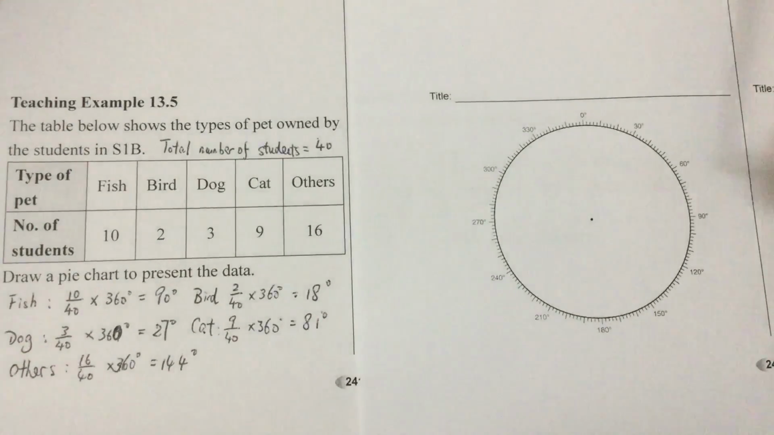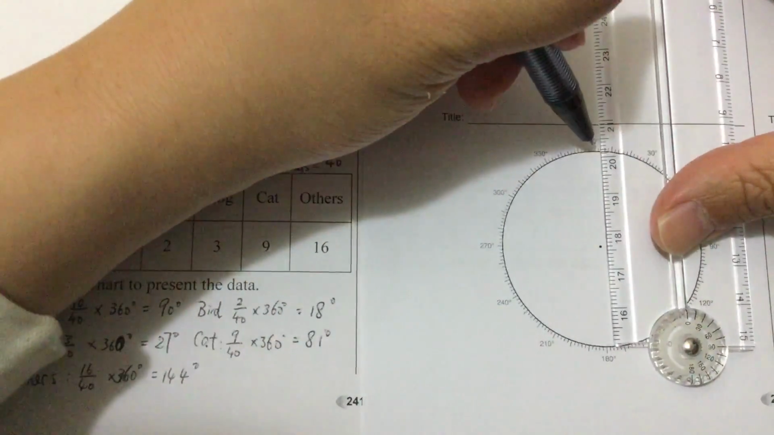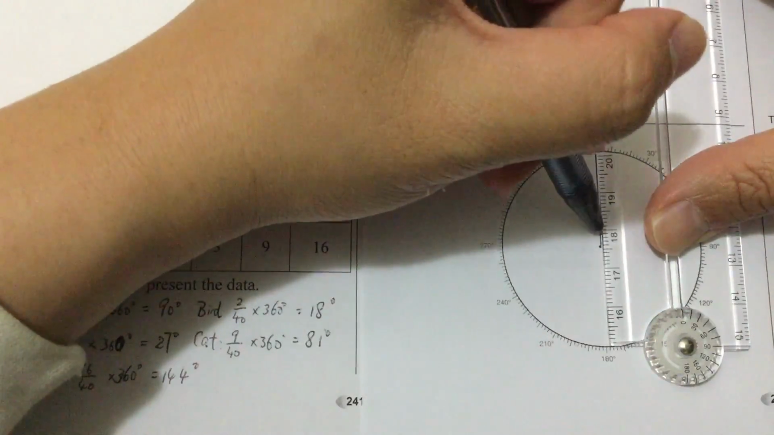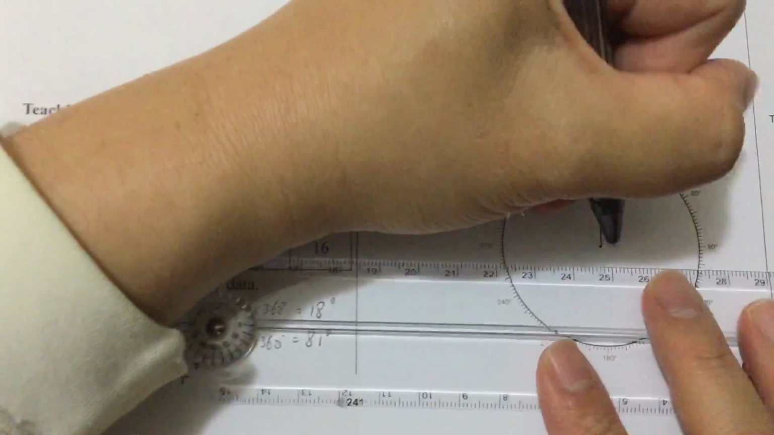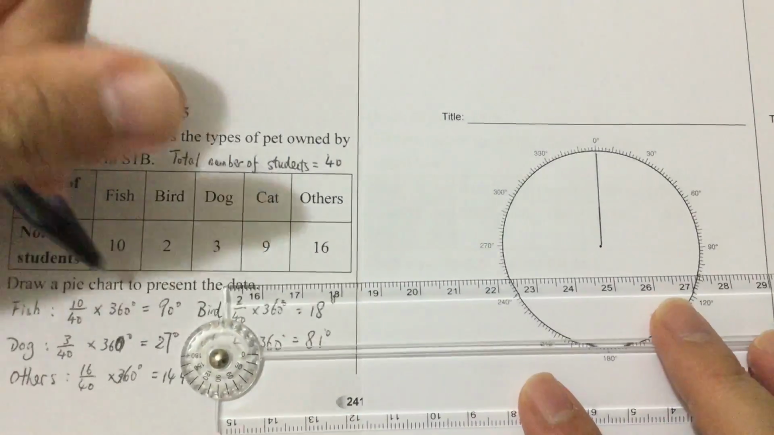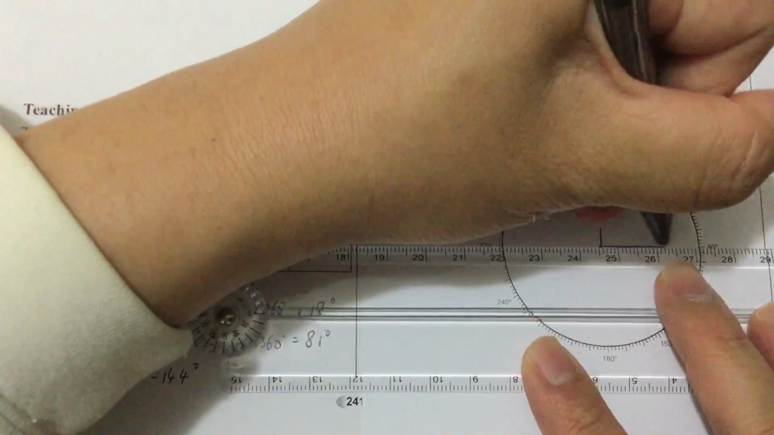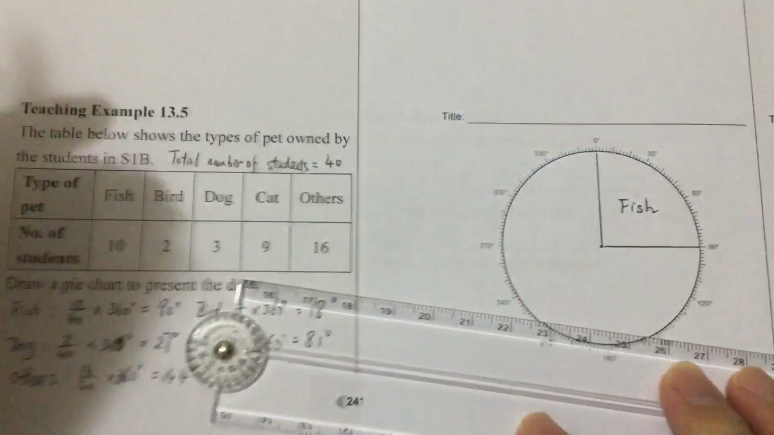First of all, we need to use the ruler. And then we will draw it one by one. So first of all, we use the ruler to draw this straight line to the point. Okay, this is the start. And then we will first draw the fish. The fish is 90 degrees. So we draw it, this is the fish, okay?